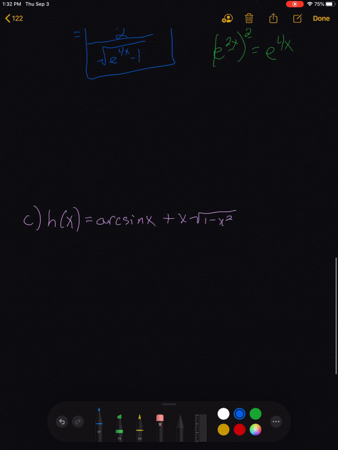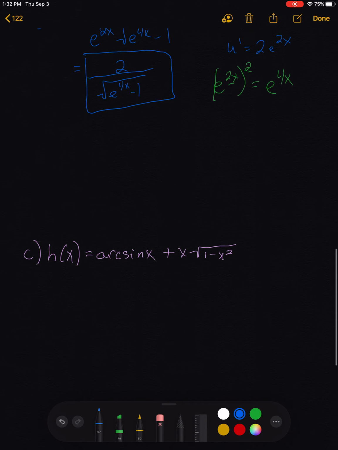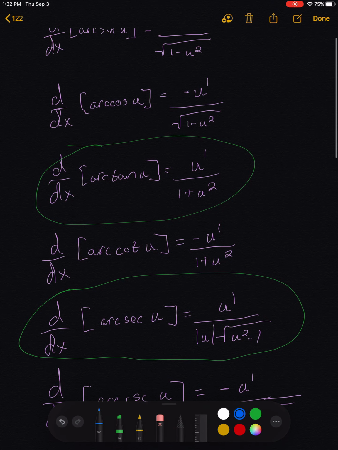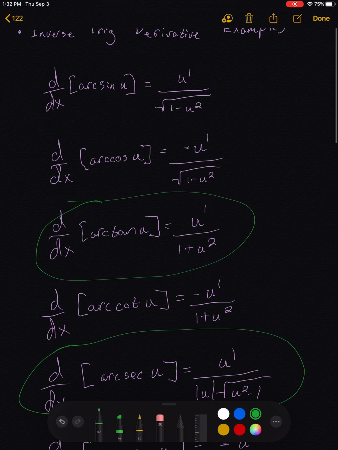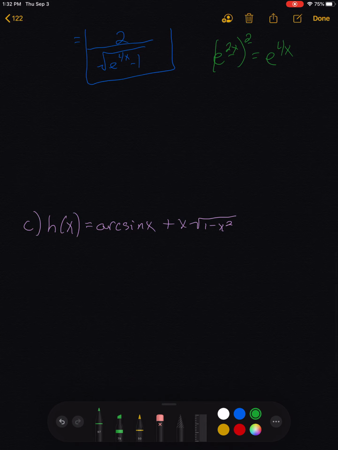Okay, so let's look at a slightly more complicated example. Suppose h of x is arcsine of x plus x times square root 1 minus x squared. All right, so let's go back and look at our formula for arcsine. That's going to be all the way at the top. And we have the derivative of arcsine of u is u prime over 1 minus u squared. Okay, so I'll write that down here. We've got u prime over 1 minus u squared within a square root.